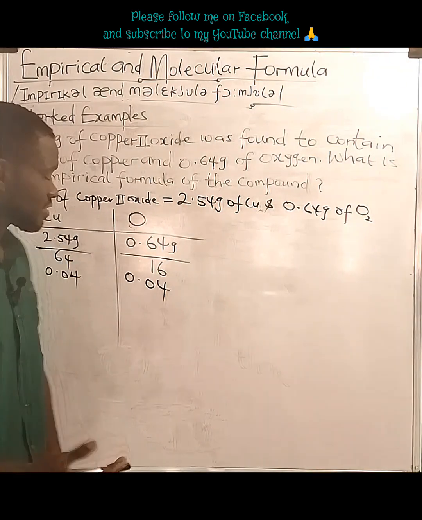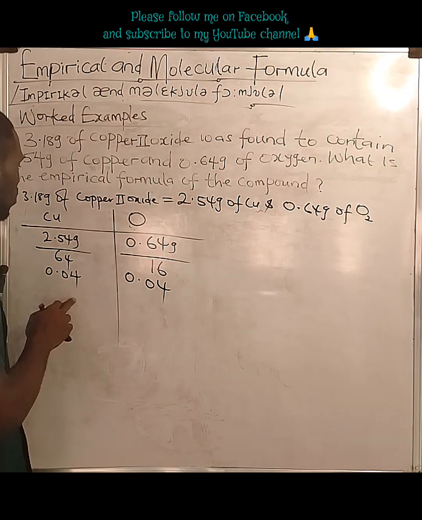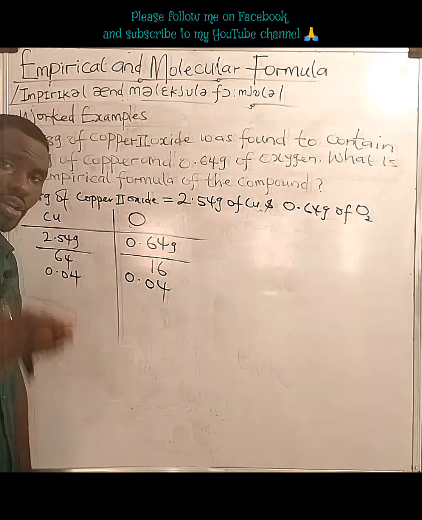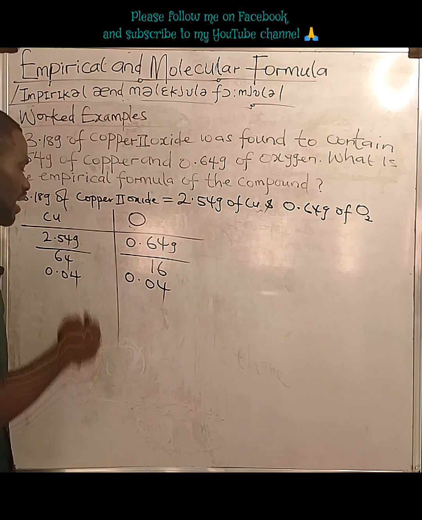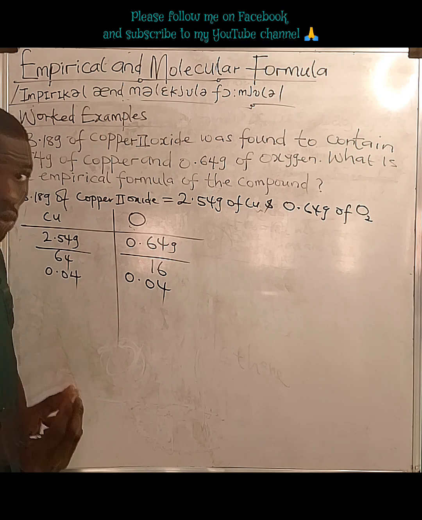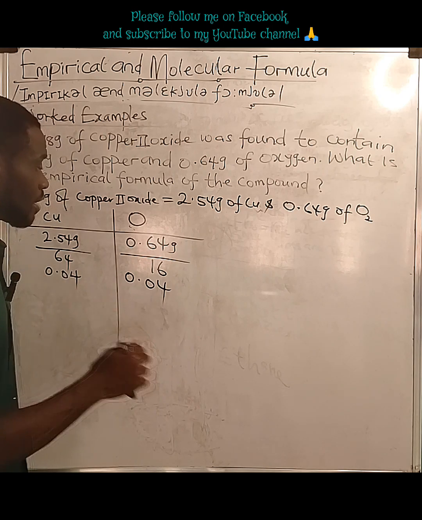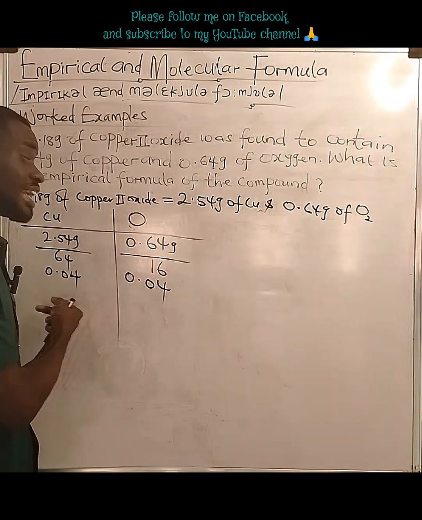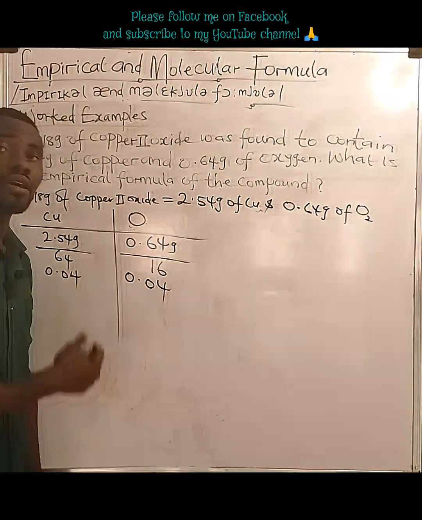So what are we going to do next? Here we have 0.04 mole of copper, 0.04 mole of oxygen. So what we're going to do next is this. We are going to use the least mole to divide all through. For the fact that we have just two elements we're working on here, copper and oxygen, and they are the same, we're going to use either of them to divide both sides.